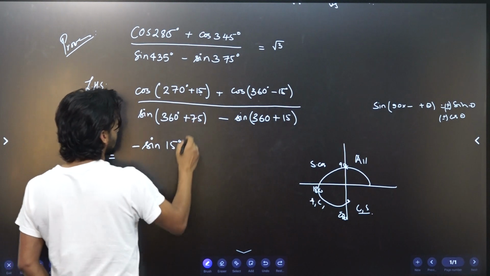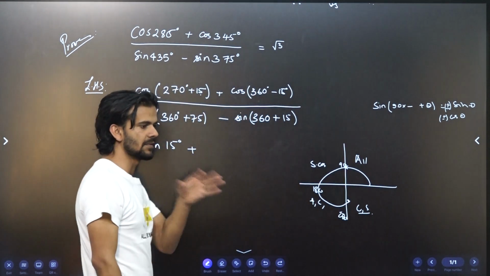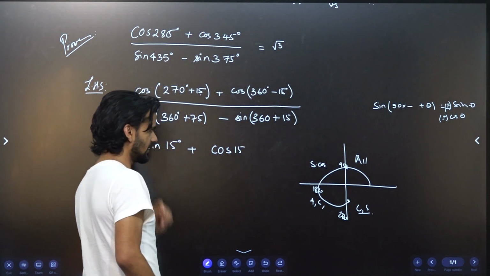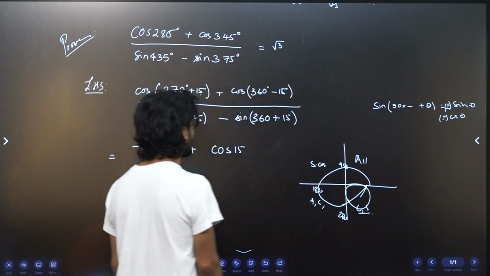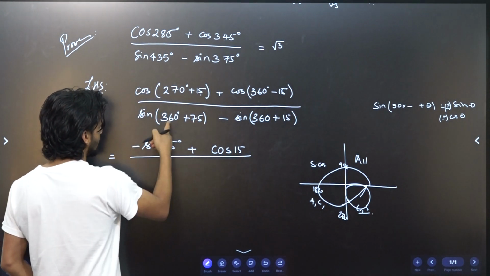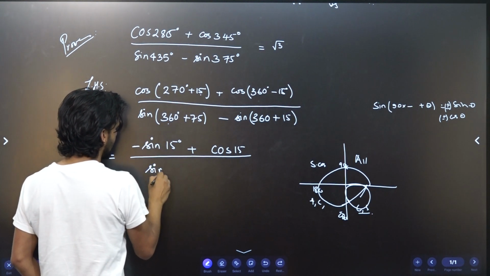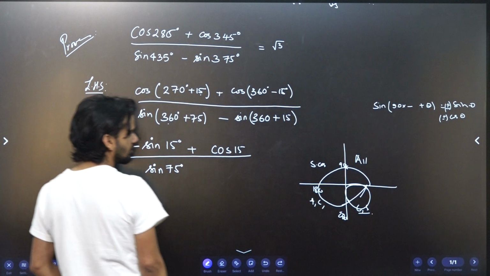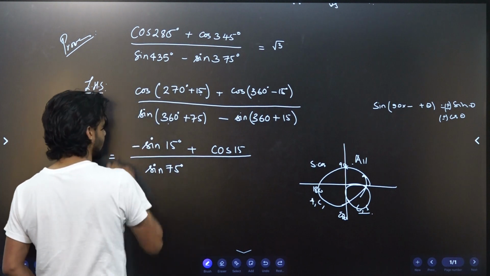Similarly, cos of 360 minus 15. 360 is an even multiple, so it does not change: cos 15. Is it positive or negative? Positive, because in the fourth quadrant cos is positive. Then sine 360 plus 15, an even multiple, so it doesn't change and remains sine 75 degrees. Positive, because fourth quadrant plus something gives the first quadrant, where sine is positive.